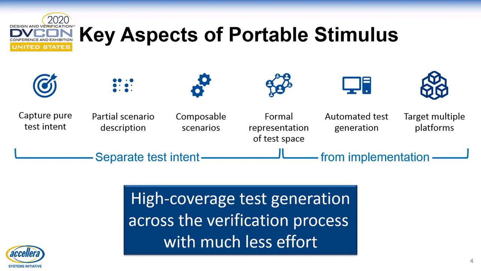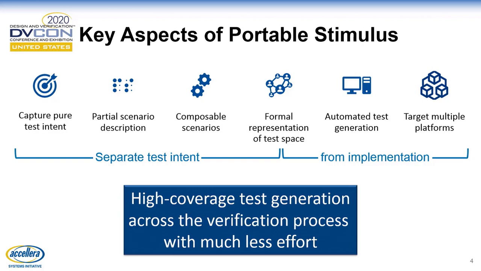As you'll see, one of the values here is that we're talking about being able to specify partial scenarios, right? The things that you absolutely want to make sure happen, and allow the tool to figure out all of the other things that have to happen to make those things legal, given the rules of the system. We can compose scenarios, so as you go from the block to the system level, you can build system level tests out of stuff that you put together at the block level.